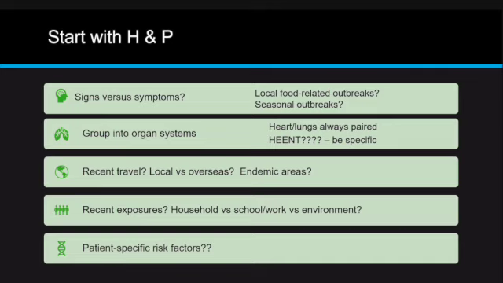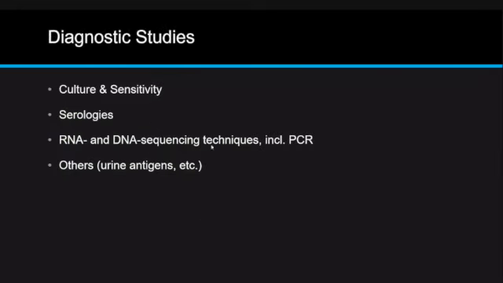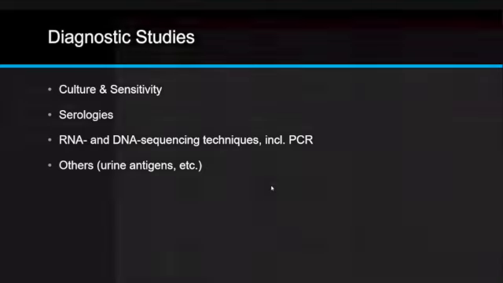And then you always have to ask about patient-specific risk factors and look for chronic illnesses like diabetes, hepatitis, liver cirrhosis, renal insufficiency, or autoimmune diseases. Are they on any immunosuppressive drugs? Very specific risk factors. Okay. Your diagnostic studies start with your cultures and sensitivities. Obviously, you've got to consider your serologies. There's always PCR techniques, your different RNA, DNA sequencing, your rapid tests for things like flu and COVID and mono. And then there's all kinds of others that you learned about last semester.